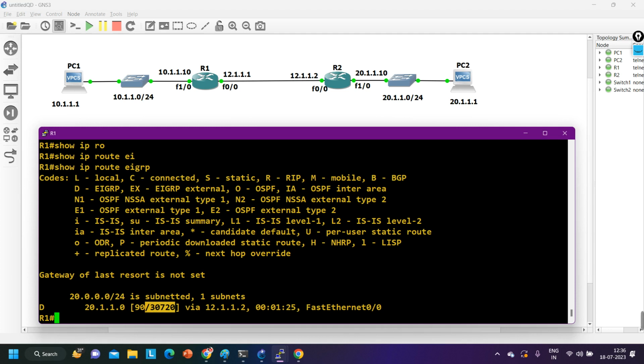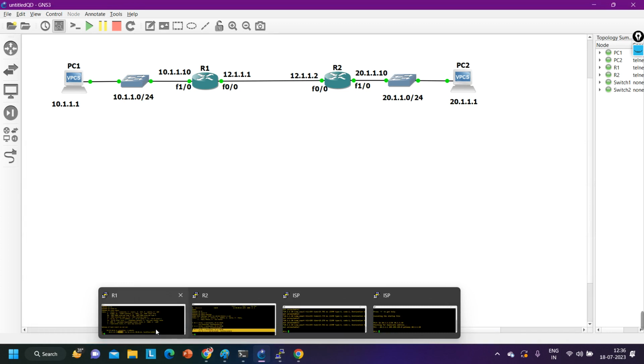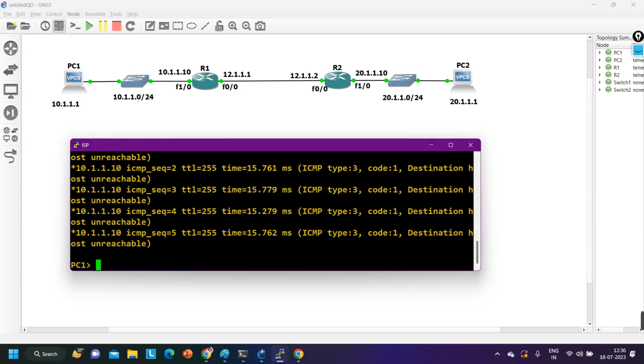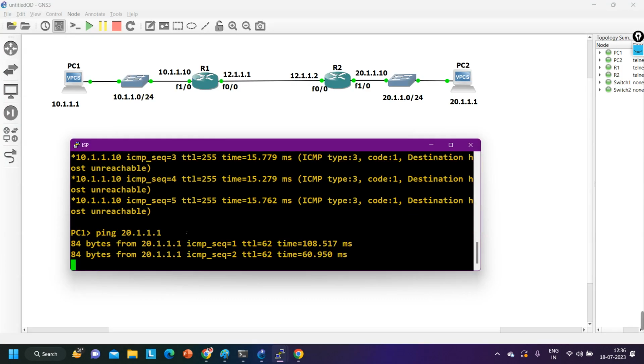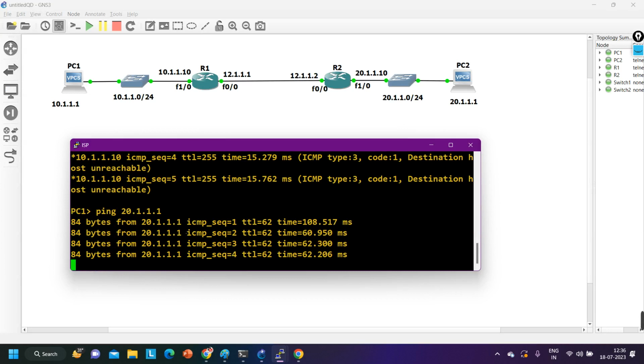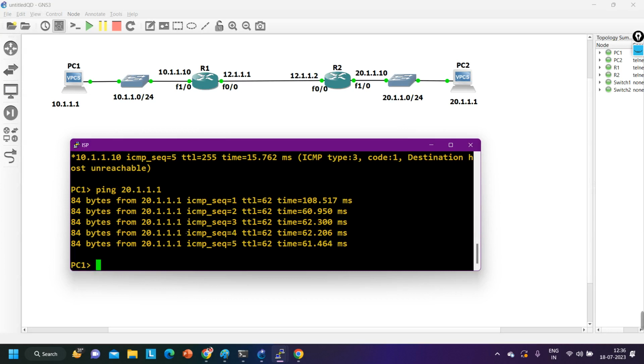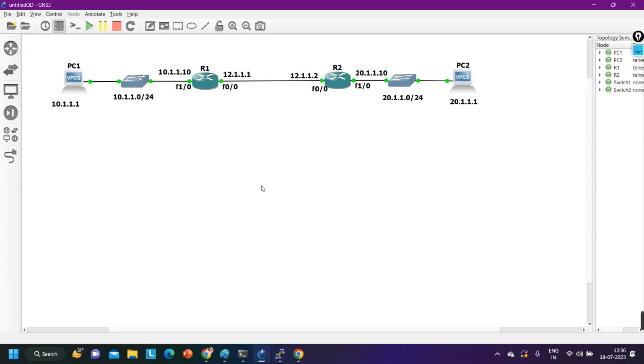And now both routers have prefixes, so PC1 can communicate with PC2. Let me take you to PC1, and again I am going to ping this IP address and see if this time the ping is working. Done. Is it clear to everyone?